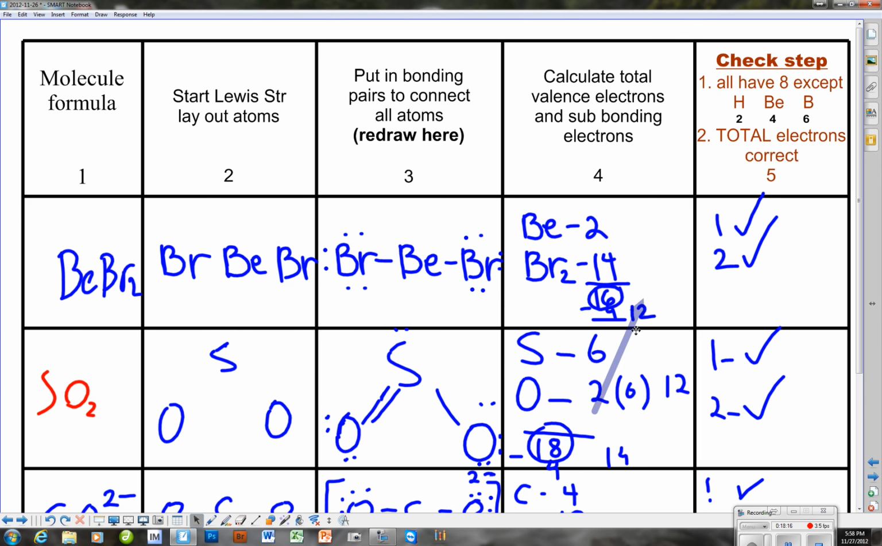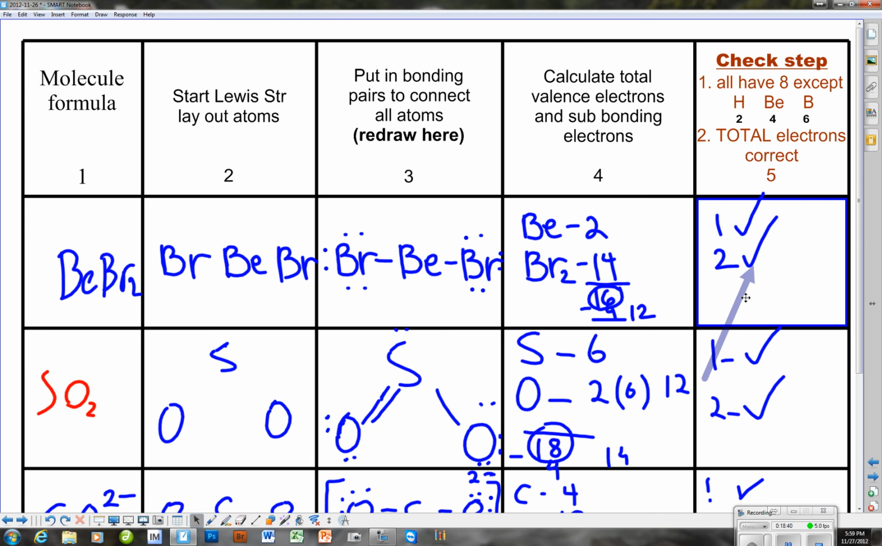Now as we go back and check this out at the end, we check rule number 1. Rule number 1 was all have 8 except hydrogen. Well, this bromine has 2, 4, 6, 8. This bromine also has 2, 4, 6, 8. But beryllium doesn't, but he's our exception. He only has 4. So we can check off rule number 1.